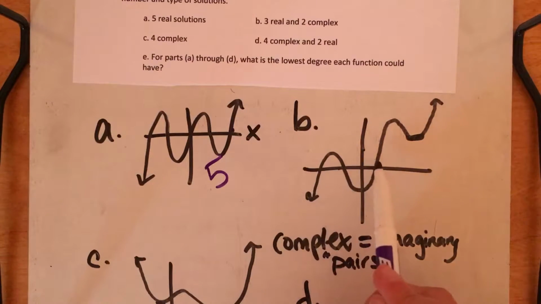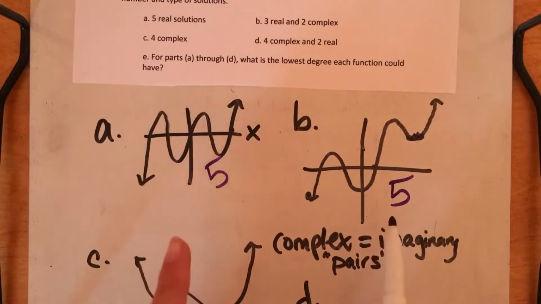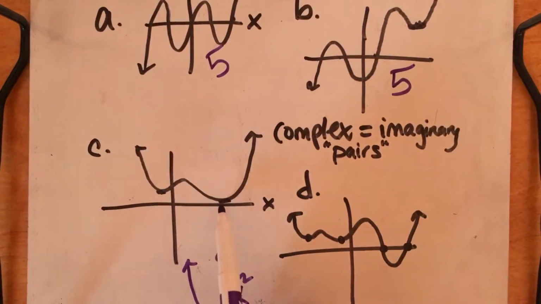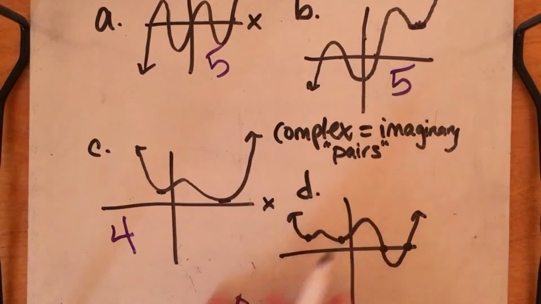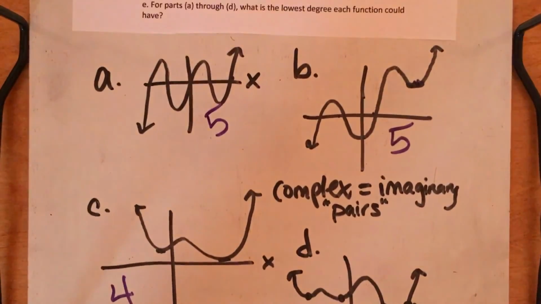B has 1, 2, 3, 4, 5. So also a degree of 5. So they're different looking, but they have the same degree or the same highest exponent. Part C, we have 1, 2, 3, 4. Remember, those come in pairs, those complex. And part D has 1, 2, 3, 4, and then 5, 6. So it wants the smallest thing possible. Just like I showed you, that parabola could have really been an x to the 4th, but we wanted to assume the lowest possible degree or exponent that they could be. Okay?